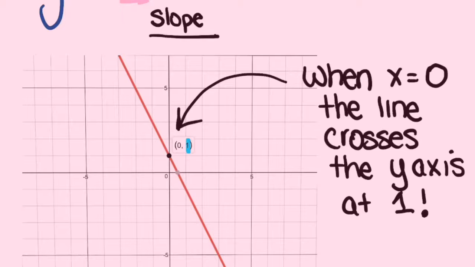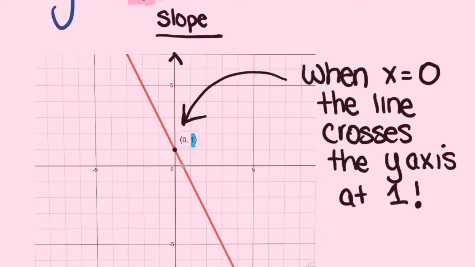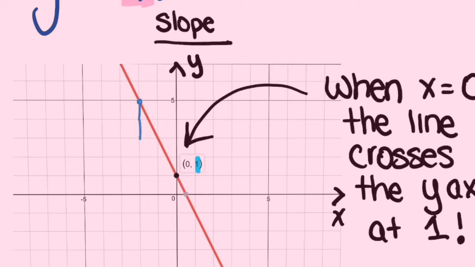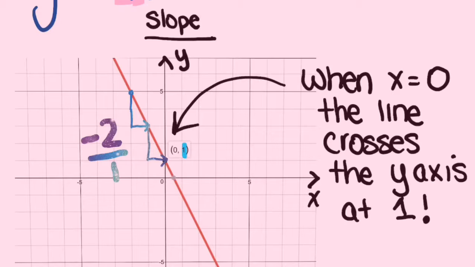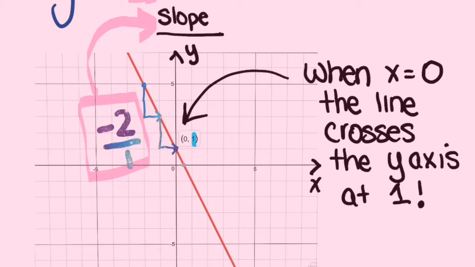So when x equals 0, the line crosses the y-axis at 1. That's why we're calling it a y-intercept. Note we have the y-axis over there, and then we have the x-axis. We can also see the slope being 2, so it's going down 2 over 1. That's a slope of -2.